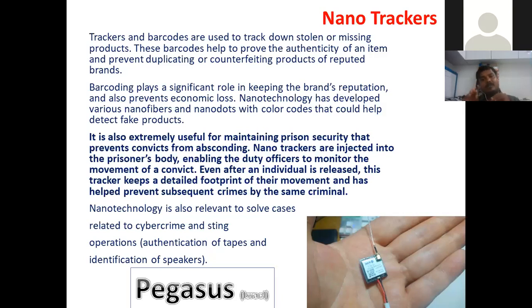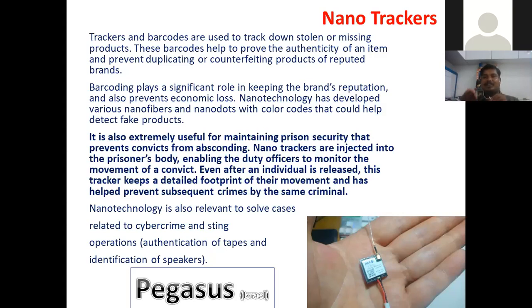Why they developed that Pegasus software is, see, if criminals are there, four or five times they did the same mistake, they came to jail for that. They did some criminological things, you know. They will insert some chips in their body. That's one type. Otherwise, they install some software in their mobile phones, but they don't know the software is there in their mobile phones. They just install the software.